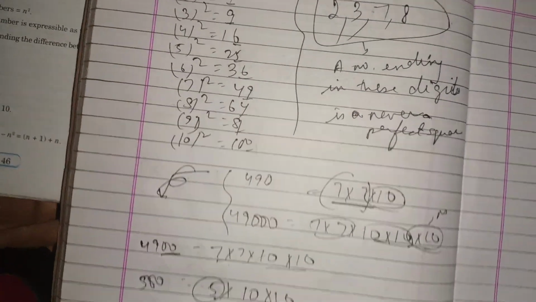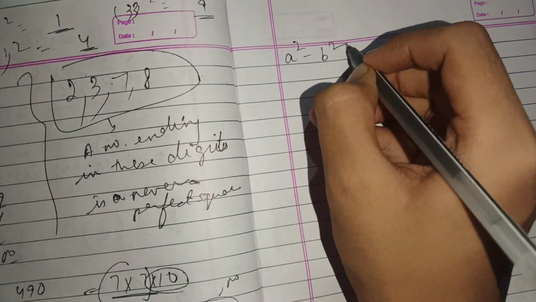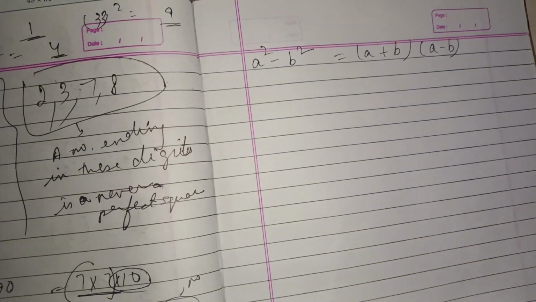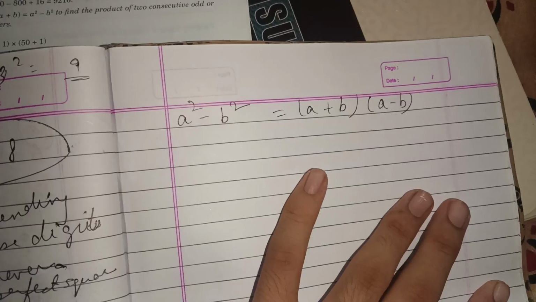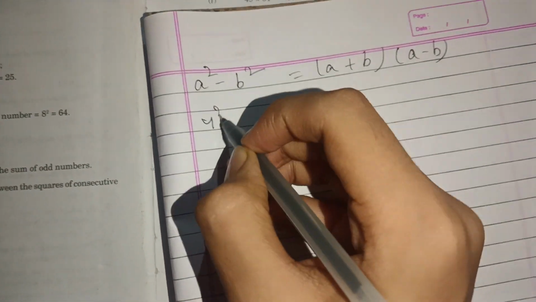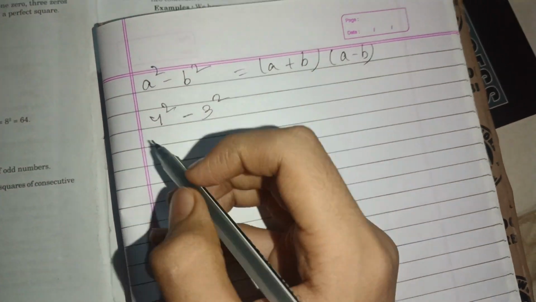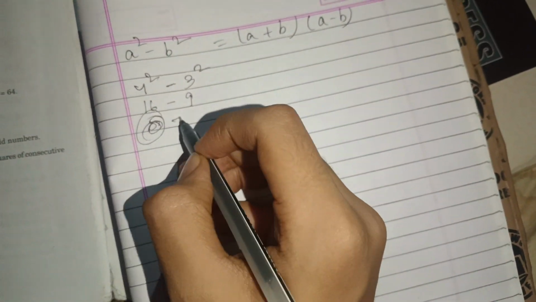Here you have to use one formula. What formula do you have to use? That a square minus b square is equal to (a plus b)(a minus b). Is that clear? This formula you have to use. Like if I ask you the question, let a be 4 square and b be 3 square, what will be the answer? Now you will take out 16 minus 9, that is equal to 7, right?